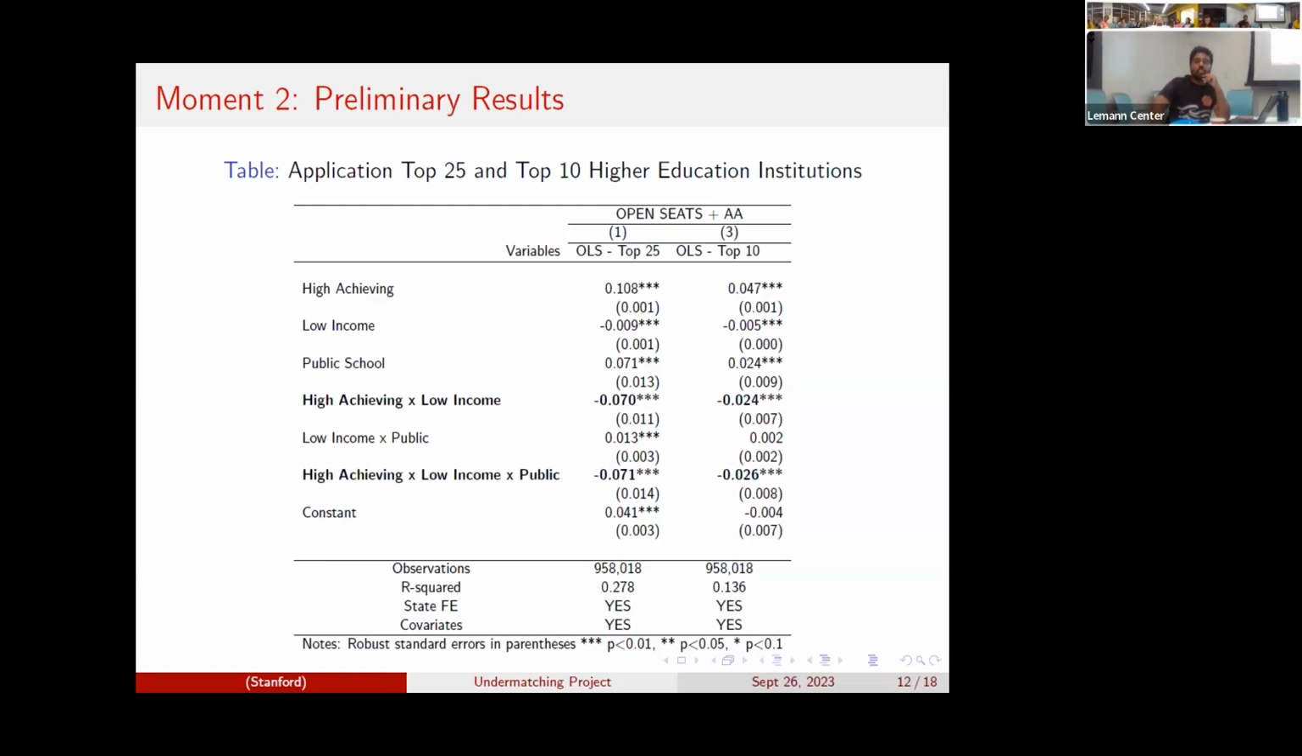What percentage of the sample is low income? I need to recheck that, but if I'm not wrong, it's around 25% of the sample.